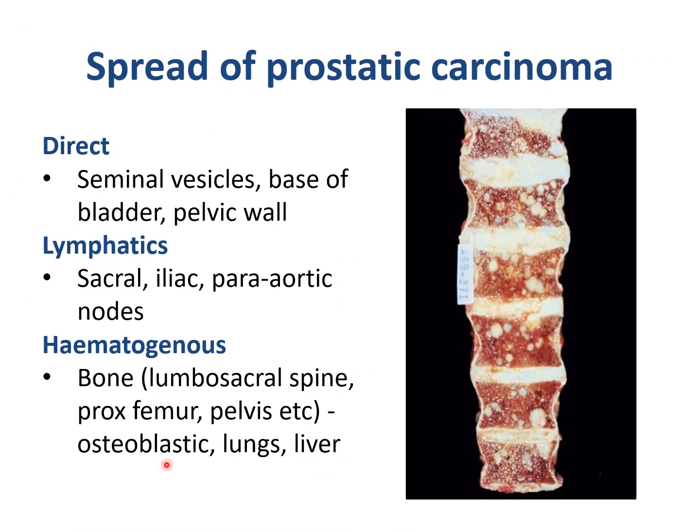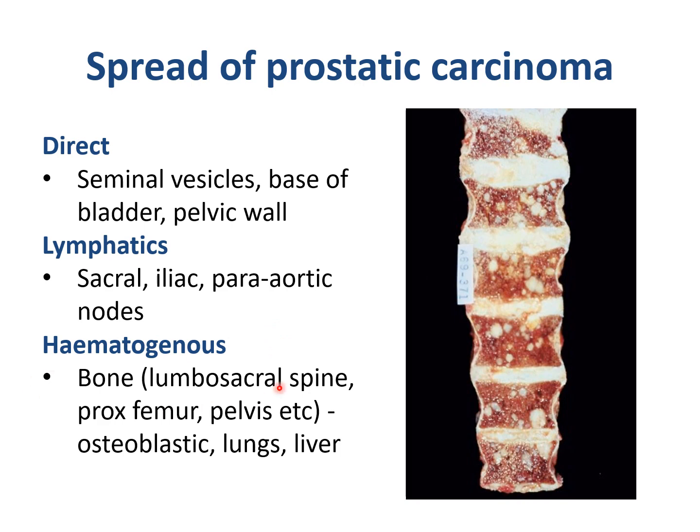Next, we will discuss briefly on the behavior and spread of prostatic carcinoma. So again, recall the anatomical location of the prostate. The prostate cancer can spread directly to adjacent structures and organs, such as the seminal vesicles, the base of the bladder, and the pelvic wall. Prostate cancer can also spread or metastasize via the lymphatic channels, and that goes to various lymph nodes, especially the sacral, the iliac, and the para-aortic lymph nodes.